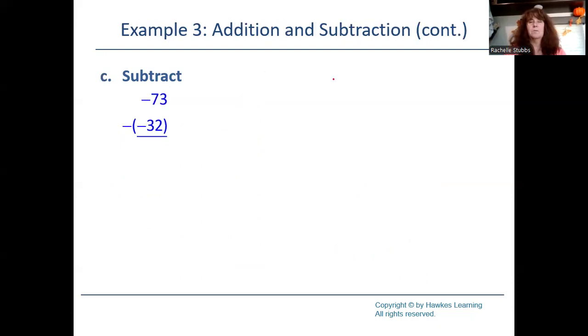Here we can rewrite this one. So I rewrite the first term, change to addition, and write the opposite of a negative 32. So I really have a negative 73 plus 32, or let's just figure out what 73 minus 32 is, and we get 41, but I know that it's going to be a negative 41 because the negative is the larger absolute value.